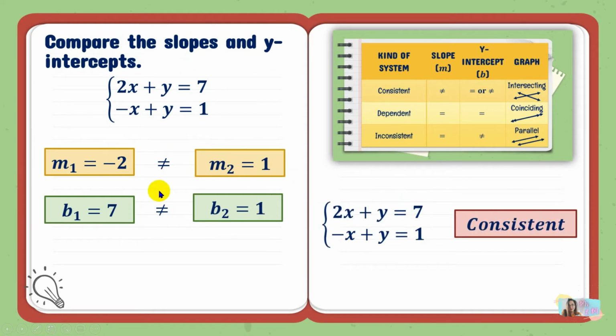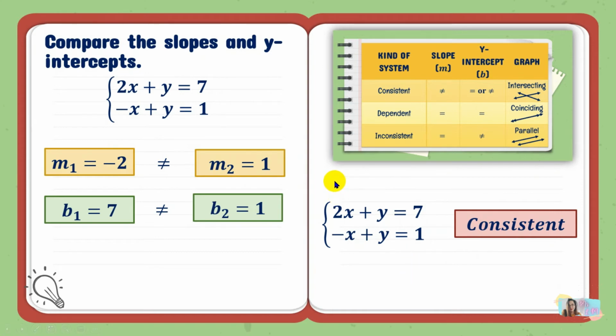So, ibig sabihin, itong ating 2x plus y equals to 7 and negative x plus y is equals to 1 is a consistent system of linear equation. And we are expecting na ang graph nito ay intersecting lines. Okay? So, that's for our first example.